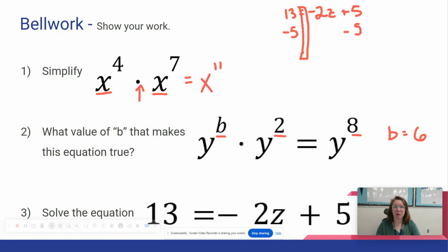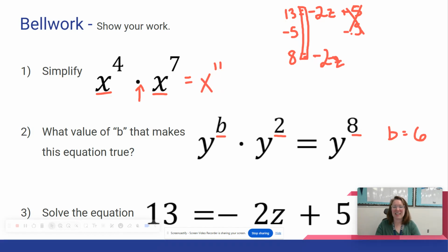13 minus 5, well 13, 12, 11, 10, 9, 8, equals 5 minus 5 is 0. I like to just cross it off. Some people like to write 0. Cool. But I do still have this negative 2z, so I'm going to write it down.